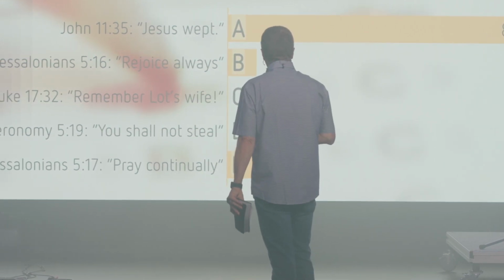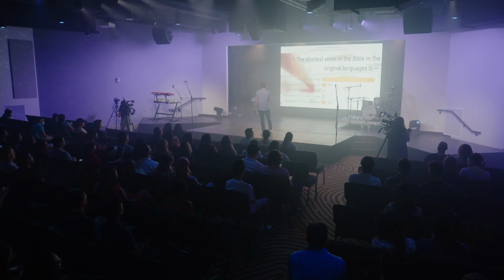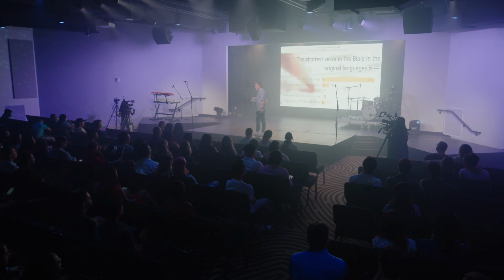Looks like everybody's pretty much voted. All right. Shortest verse in the Bible in the original languages, B. 1 Thessalonians 5:16, rejoice always. John 11:35 in English is. The original languages, that's 3 words and 16 characters long. 1 Thessalonians 5:16 is 2 words, 14 characters long. Uh-oh.